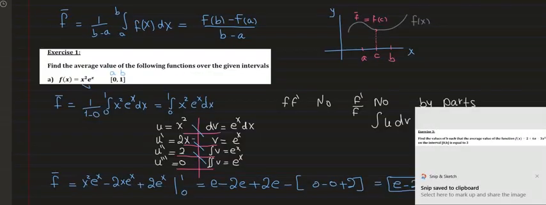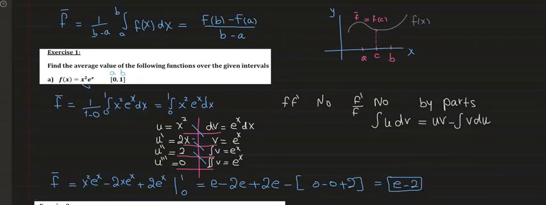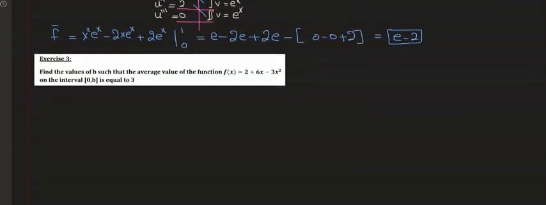Let's have a look over exercise 3, where it's a bit different, of a different idea. So here what we have is: find the values of b such that the average value of the function f(x) = 2 + 6x - 3x squared on the interval from 0 to b is equal to 3.